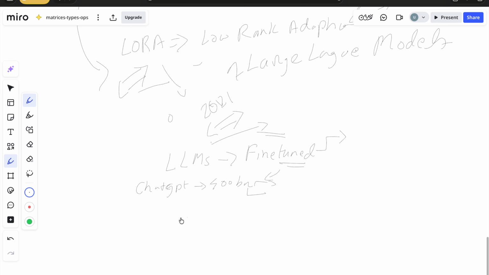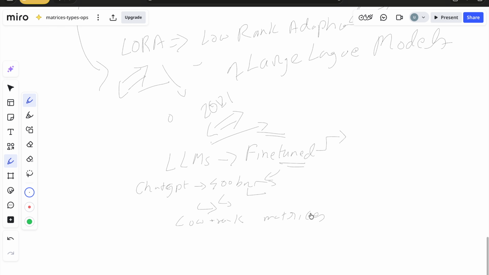But what LoRA says is that instead of updating all these parameters that you have, like all the 400 billion parameters, just approximate the weight updates using low rank matrices, right?